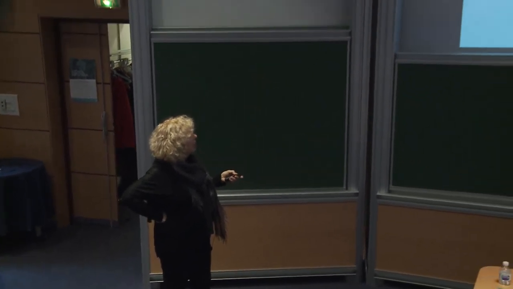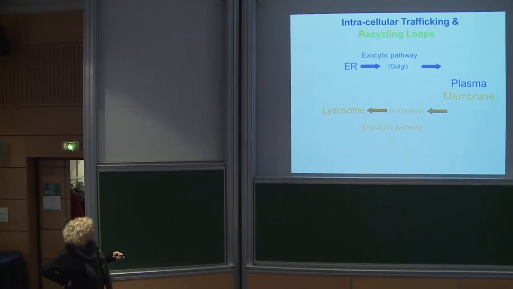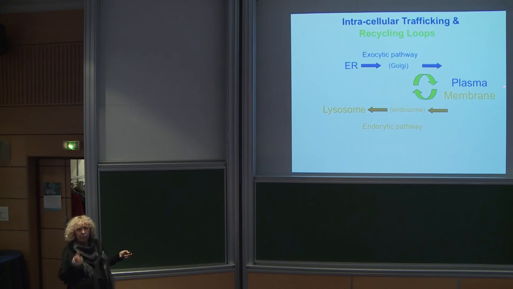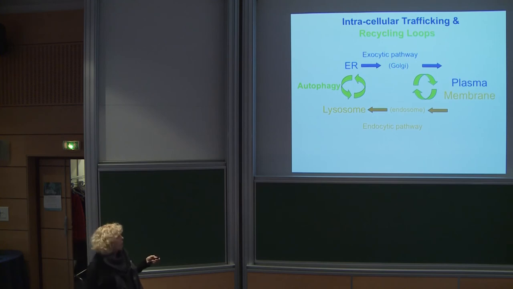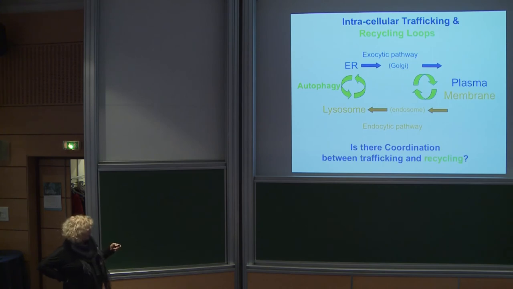So if you look at my simple model of the cell, I want to add to it two recycling loops. There is one recycling loop that everybody knows, which is plasma membrane recycling, and we talked about recycling endosomes, etc. But there is another one, which is autophagy, that brings stuff from all these compartments to the lysosome, and lysosomes, as we know, spit back all the building blocks, and then they can be built again to get back into the ER, for example. So the question is, is there coordination between trafficking and recycling?